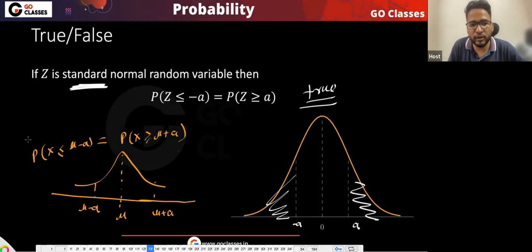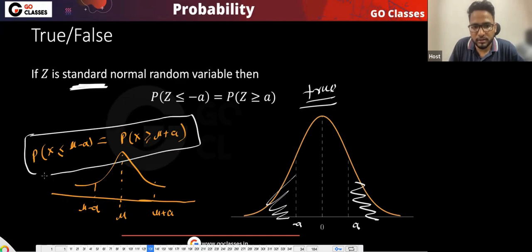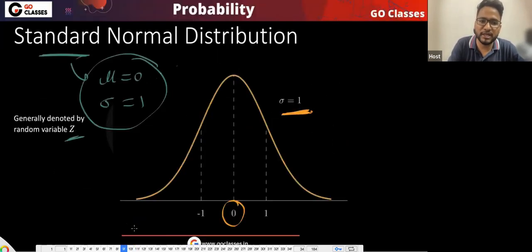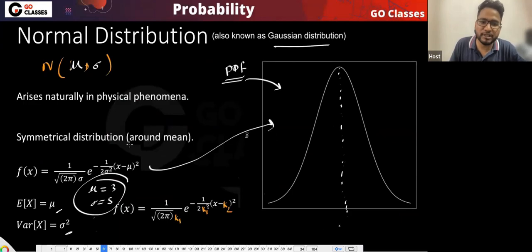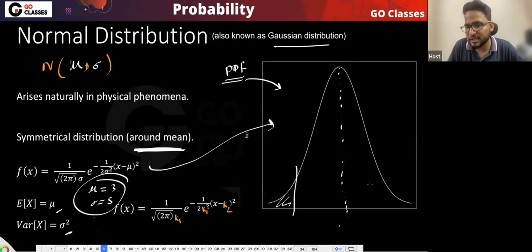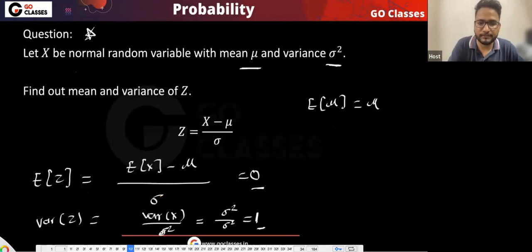Is this okay to everyone? Is this true or false, for any x, not necessarily z? This is true, right? Because it is also symmetric about the mean. In the first slide itself, I said that it is a symmetric distribution around the mean. If you go anywhere from the mean, plus a or minus a, then these areas are actually the same. In fact, this area is also the same. Let me ask you the question: tell me whether this is true or false.